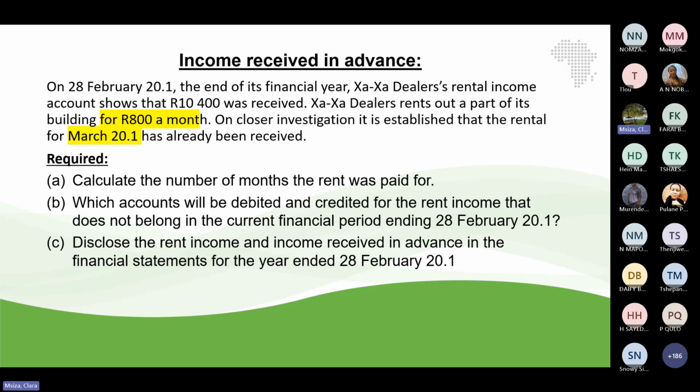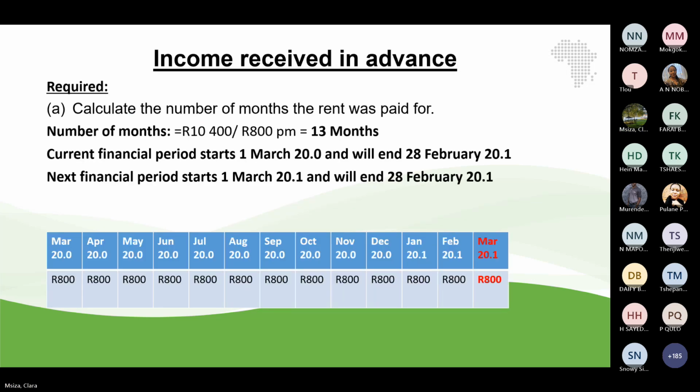So our first question, you see, people have already calculated. When you see this, what's your timeline here? You ask yourself, immediately when you see March 20.1, it is after your year end. So now let's calculate the number of months the rent was paid for. You already gave me this, this is how you get your 13 months.